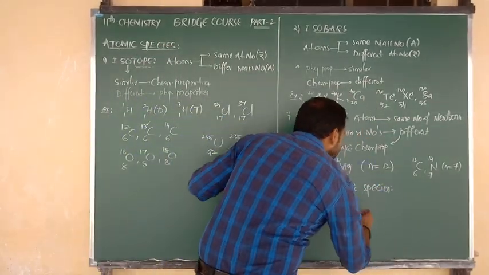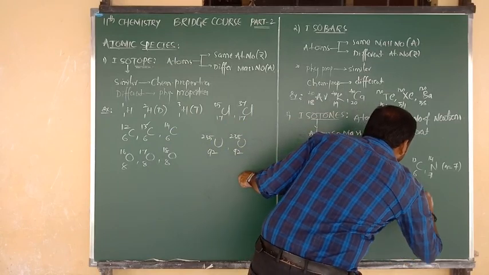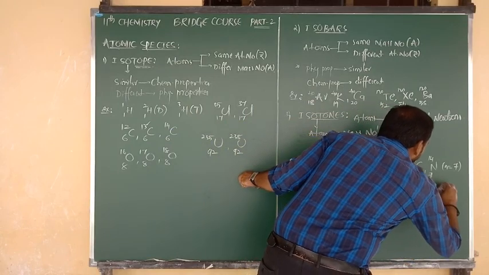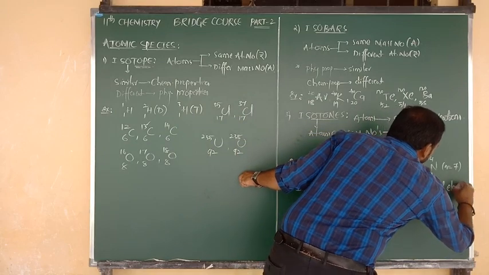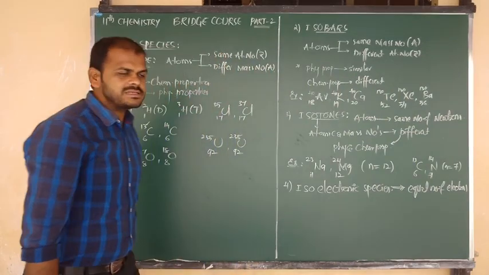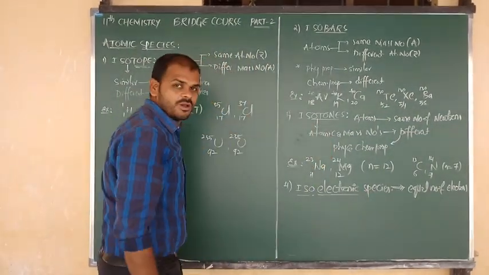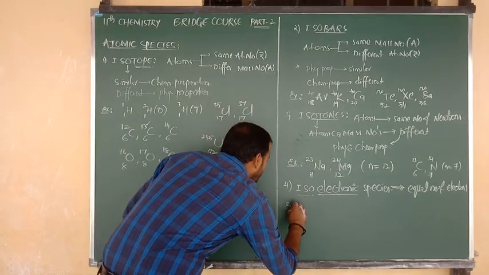So isoelectronic species means atoms or ions which have an equal number of electrons. If they have the same number of electrons, we say they are isoelectronic species. Okay, I am going to show you one example now.